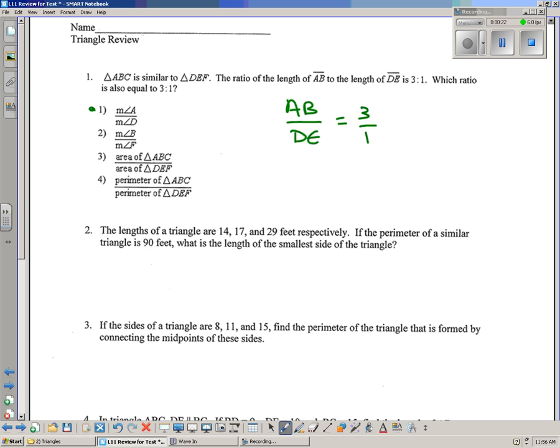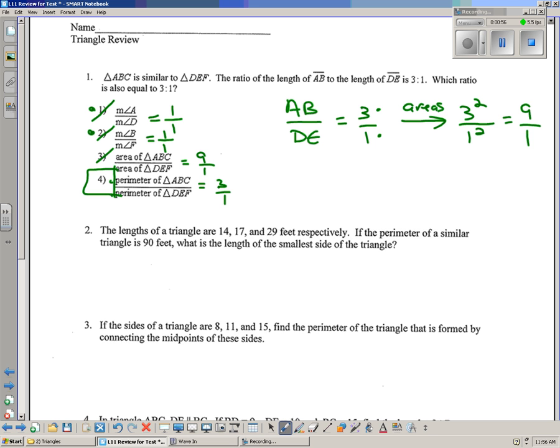As we notice in similar triangles, corresponding angles are the same. So they have a ratio of 1 to 1. So these are out. Then we learned in the video lesson that if I have the ratio of the sides, to get the ratio of the areas, we square the numbers. So the ratio of the areas would be 9 to 1. That's not the answer. And perimeters, we learned that the ratio of the perimeters is identical to the ratio of the sides. So choice 4 is the answer.